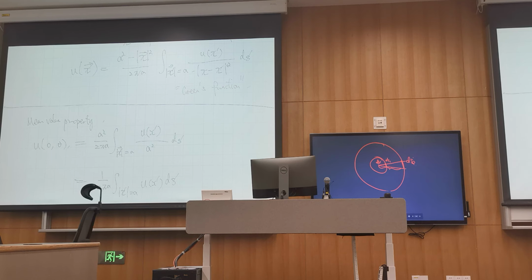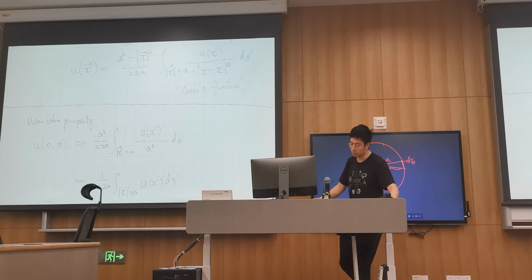Again, what will happen if my u(x) is a constant on the boundary? It's constant. This means that I am integrating a constant on the whole circle. And how long is that circle? The circle is 2 pi a, so I divided everything by 2 pi a. I got the constant. I got the mean value. Okay. So now this tells you that this is the mean value property.